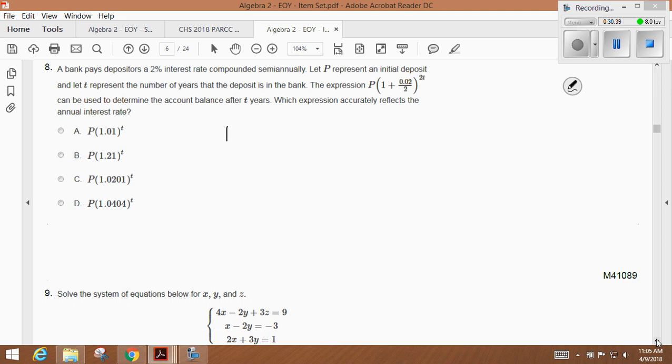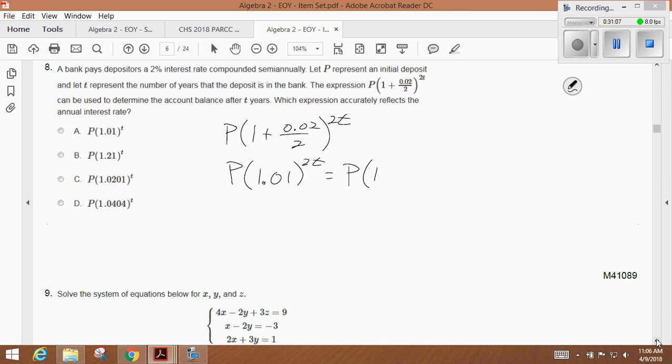All right, let's look at this. P of 1 plus 0.02 over 2, to the 2t. And the problem is, all of our selections over here just have a t. And I need to somehow get rid of that 2t. All right, so this becomes P of 1.01, I believe, 1.01 to the 2t. And now we have to use our properties of exponents.